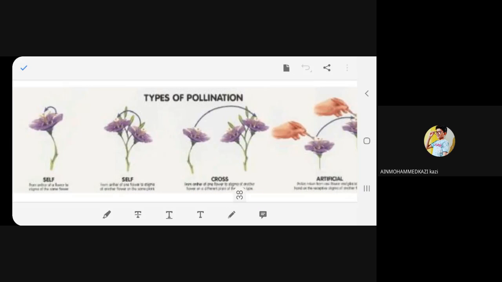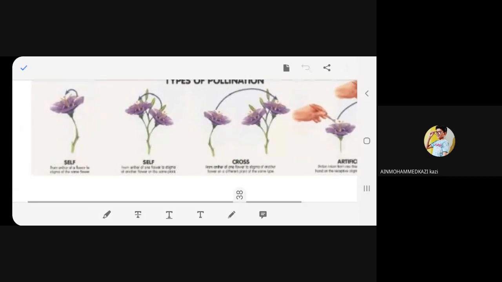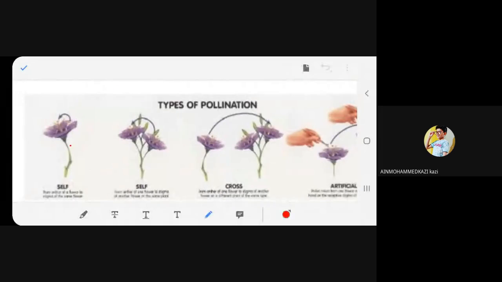So this one you can see is self: same flower, same plant, or two flowers, same plant. Cross: different plants, different plants. Can you see this? Different plants.